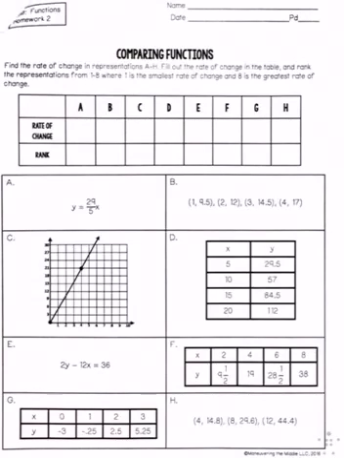Last page. It says find the rate of change in representations A through H, fill out the rate of change in the table, and rank the representations from 1 to 8, where 1 is the smallest rate of change and 8 is the greatest rate of change.